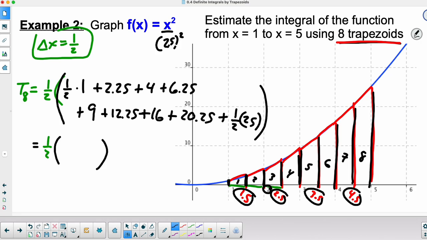So half plus 2.25 plus 4 plus 6.25 plus 9 plus 12.25 plus 16 plus 20.25 plus half of the last one, 12.5. This should add up to be 83. Check me. Maybe pause. Maybe you should check this as well. And so if I had 8 trapezoids, this is what my estimated area would be. What's half of 83? Half of 83 is 41.5 units squared.